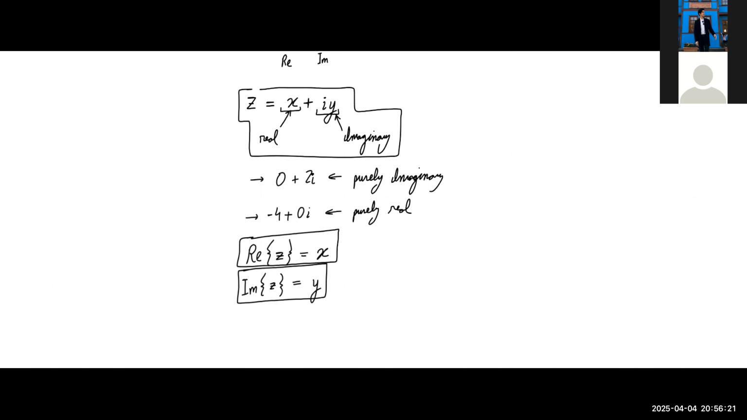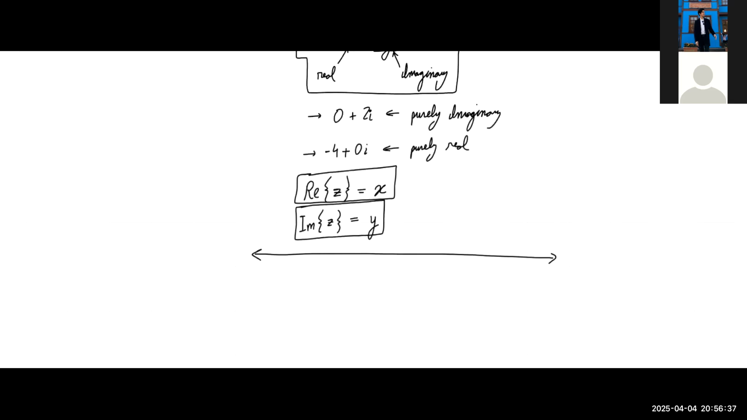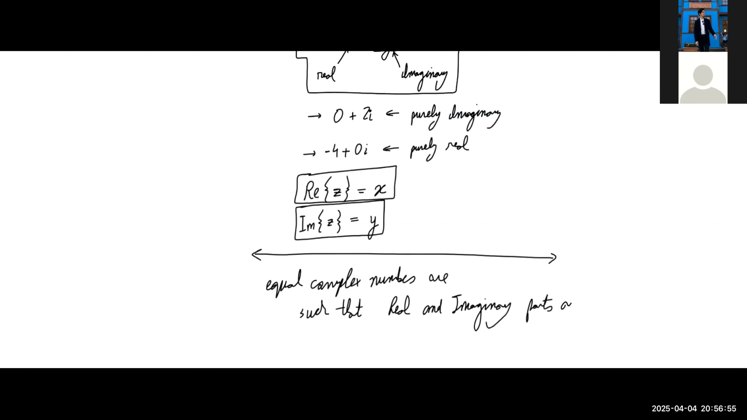When are two complex numbers equal? If their real part and their imaginary part are exactly the same, they are considered equal complex numbers, which is very self-explanatory, I think. I'm just going to write that down for completeness. Equal complex numbers are such that the real and imaginary parts are equal. That's what makes them equal.